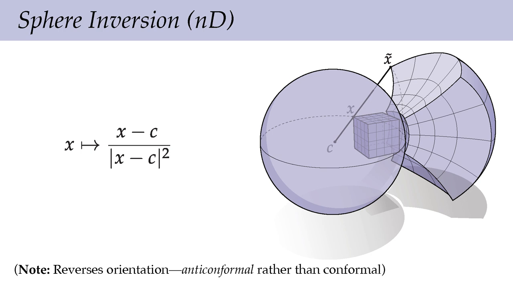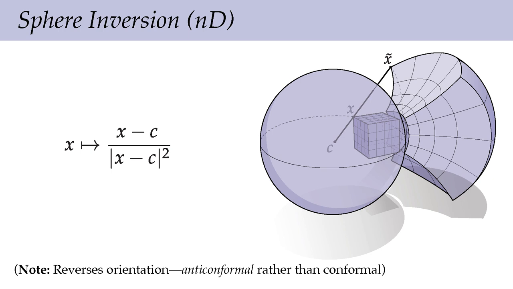If I'm inside the sphere, I end up outside. If I'm outside the sphere, I end up inside. But my distance is the reciprocal distance. If I was at a distance r before, now I'm at a distance 1 over r. Okay, and that turns out to be a conformal map.